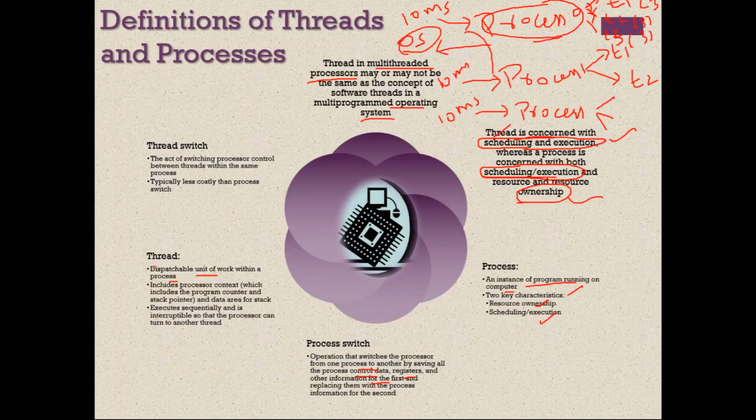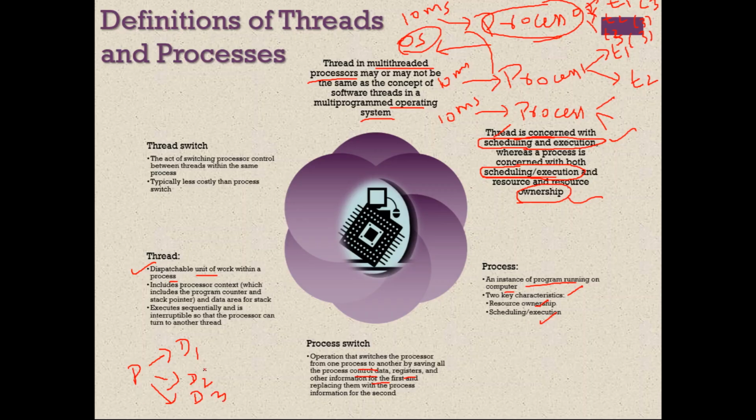Here there is another definition. A thread is a dispatchable unit of work within a process. That means a process can have more dispatchable units of work. If a process has three dispatchable units of work, which can be considered as three different works, then each of these three dispatchable works can be called a thread. D1, D2, D3 I am calling as dispatchable units.